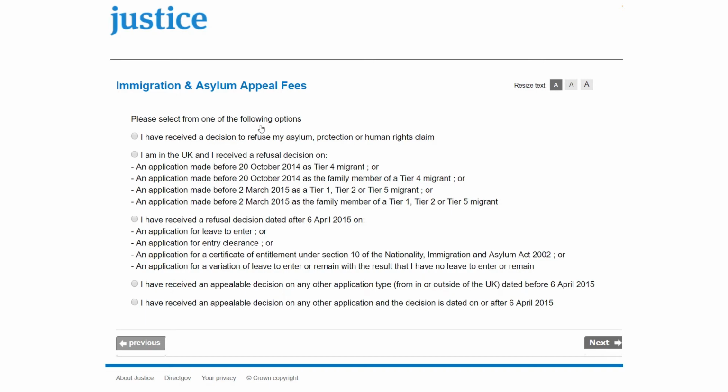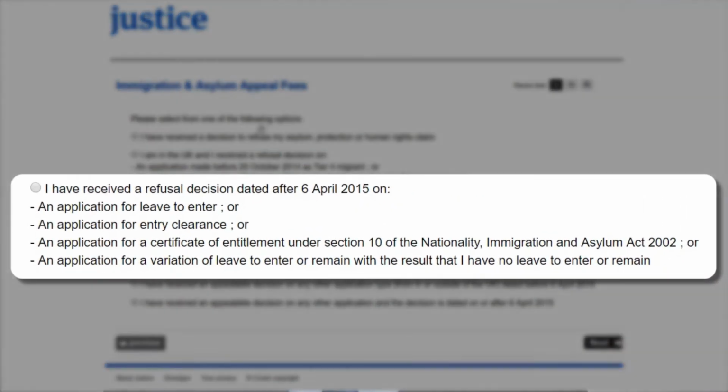The third option, which is likely to be more relevant in many cases, is I have received a refusal decision dated after the 6th of April 2015 on an application for leave to enter, or an application for entry clearance, or an application for a certificate of entitlement under Section 10 of the Nationality, Immigration and Asylum Act 2002, or an application for a variation of leave to enter or remain with the result that I have no leave to enter or remain. This is the more relevant category for most people in that it covers most applications.